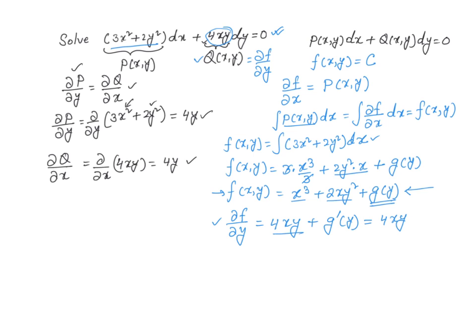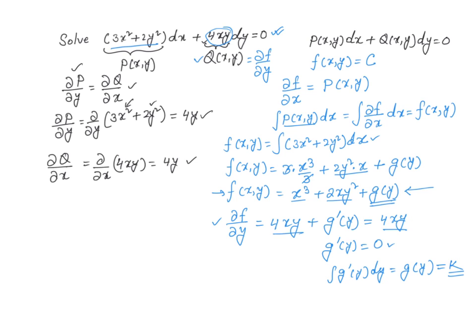So you have a 4xy here and 4xy here. If you subtract it from both sides, you get g′(y) is equal to a constant, and that constant is 0. Now, if you integrate g′(y) dy, that's going to give you just g(y). That g(y) must be some constant, because the derivative of g(y) is 0. So this is some constant k.